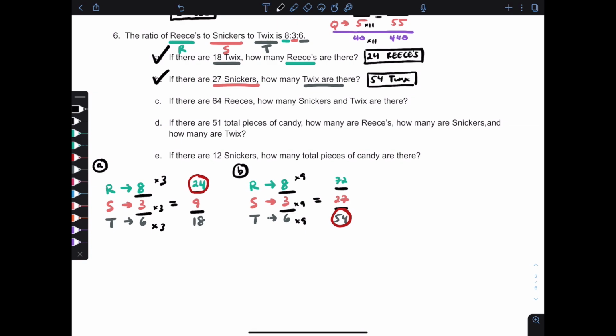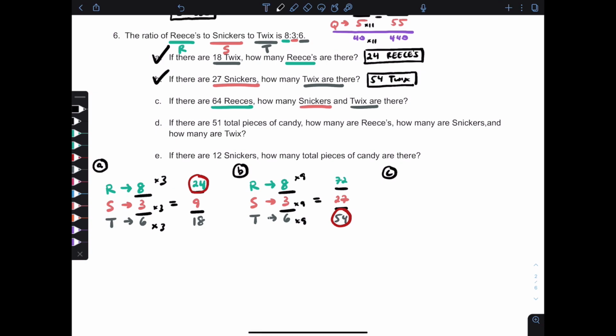And moving on to part C. It says, what if there are 64 Reese's? Reese's is this green one here. How many Snickers and how many Twix? Okay, they're asking a lot here. I guess I'm asking a lot. I made this. There's 2 of these. 64 Snickers. Okay, part C.